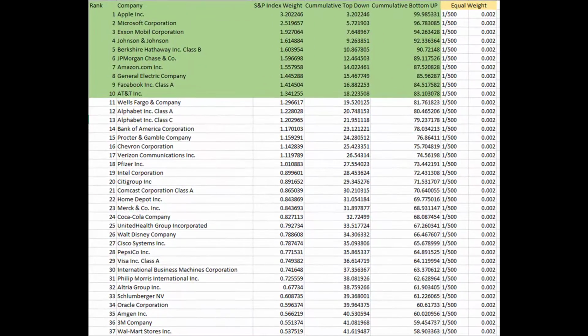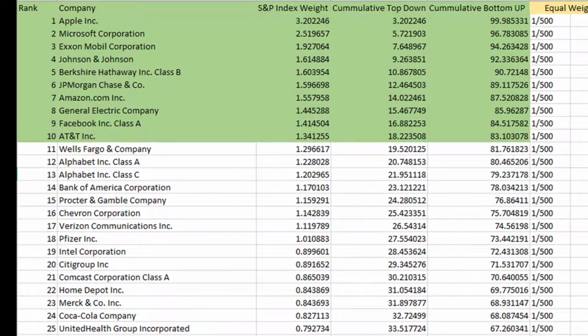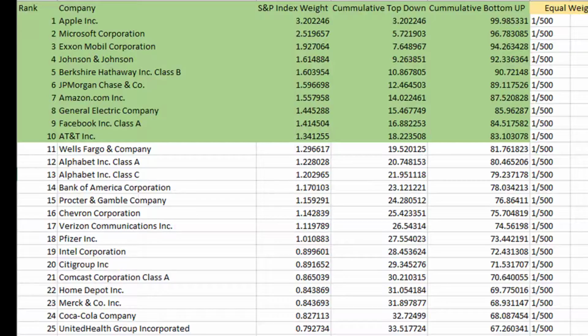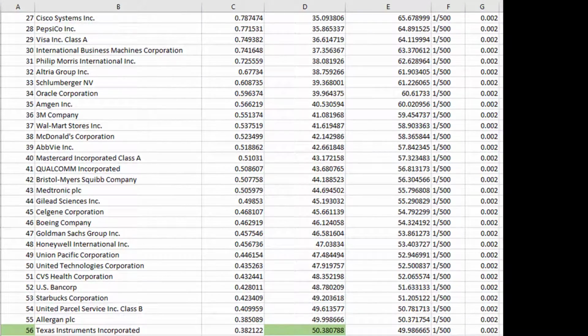Here's a list of all the stocks in the S&P 500 index. Apple is the largest weighted stock in the S&P cap weighted index with an index weight of 3.2022%. The top 10 stocks in the S&P 500 carry over 18% of the weight in the index. That's 2% of the stocks carrying 18% of the index value. This slide shows the top 50 stocks carry half the weight of the index. Now that's 10% of the stocks carrying half the weight.